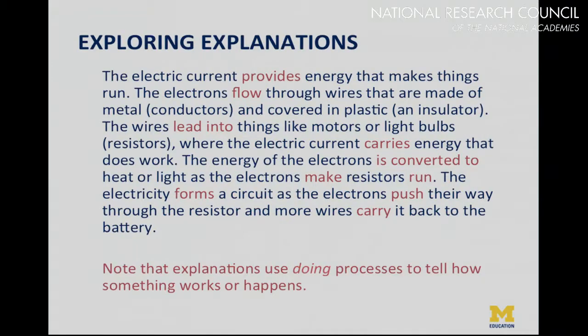So we've just looked at a part of the explanation text that defines, but in this part of the explanation text now, we're seeing an explanation of how the electric current provides energy that makes things run. Here we're not seeing be and have. We're seeing verbs that are really about doing, because what's going on here is an explanation of what does what in order to make that energy make things run.